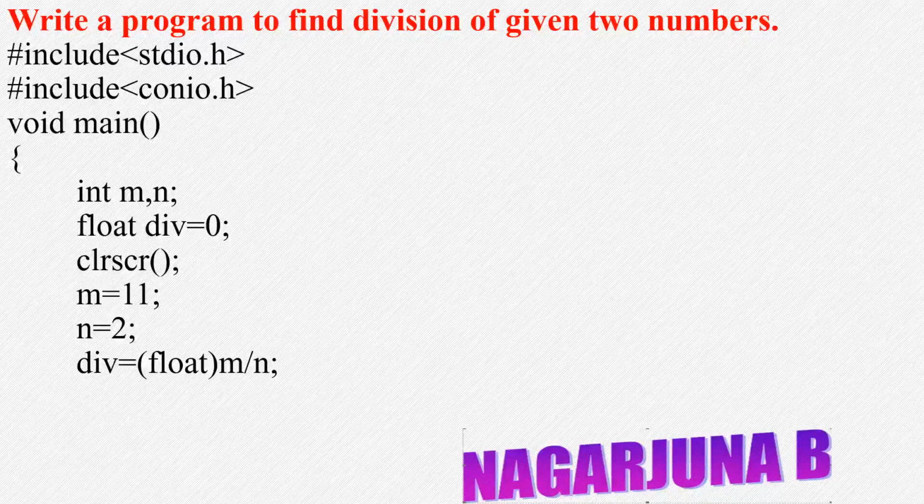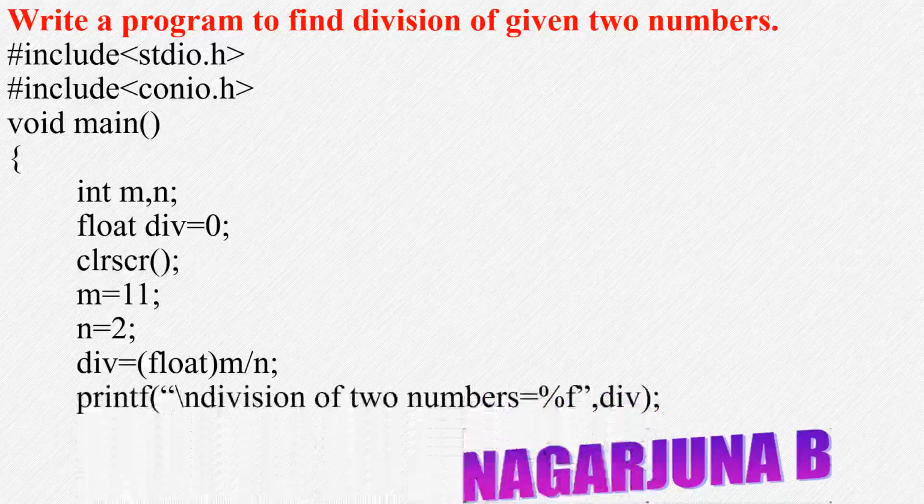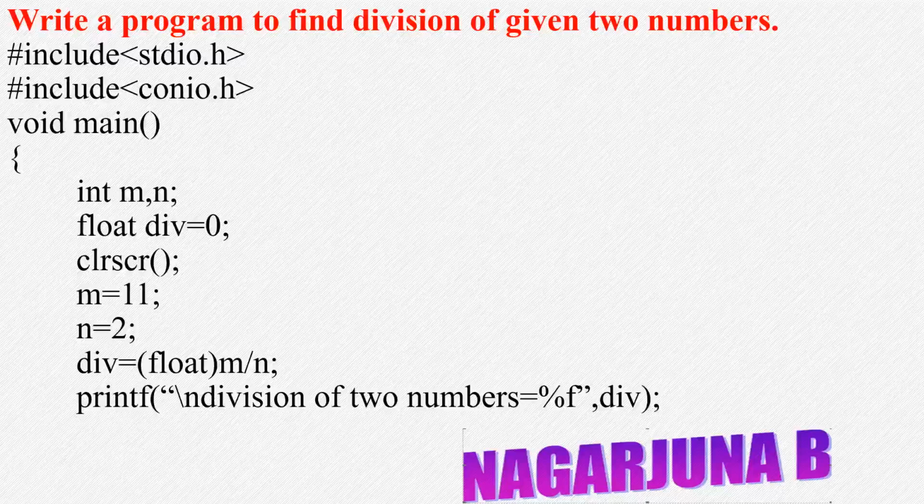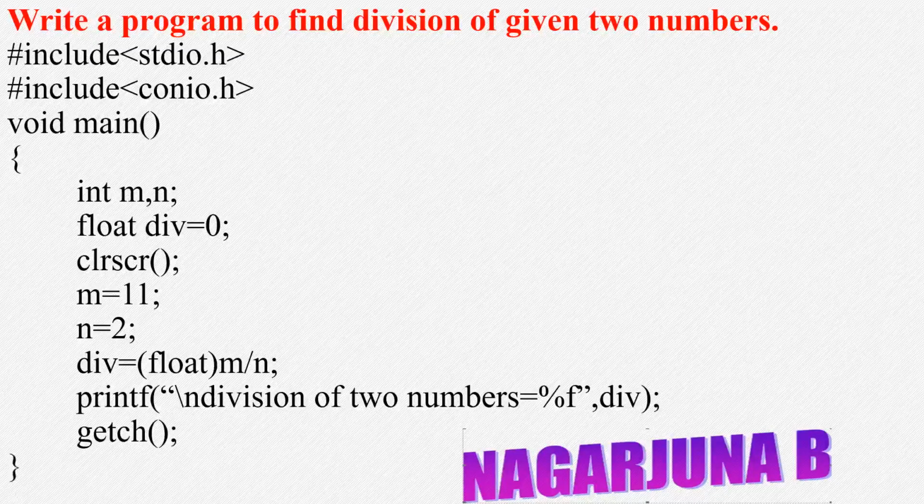Then we need to display the result. For that purpose, printf open bracket, double quotes, backslash n, division of two numbers is equal to %f, close double quotes, comma, div, close bracket, semicolon. After that, getch open bracket close bracket semicolon. After that, close the main by writing the closing flower brace.